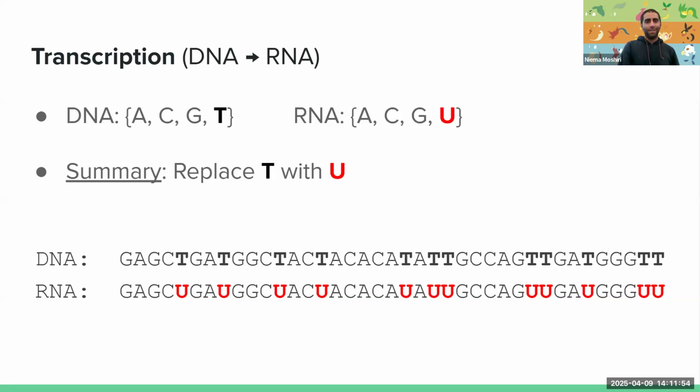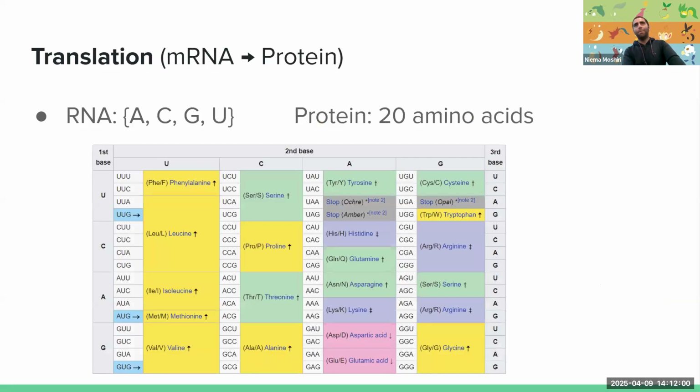Everyone's good? Okay. Translation is a little bit trickier. Translation is the process by which we synthesize protein from an mRNA sequence. With DNA, every letter in the DNA sequence maps to a specific letter in the RNA sequence: A to A, C to C, G to G, T to U. But with proteins, we have 20 amino acids. So we should think of a protein sequence as a string over this alphabet of 20 amino acids. And we have some way of mapping from RNA, from ACGU, to these 20 amino acids.